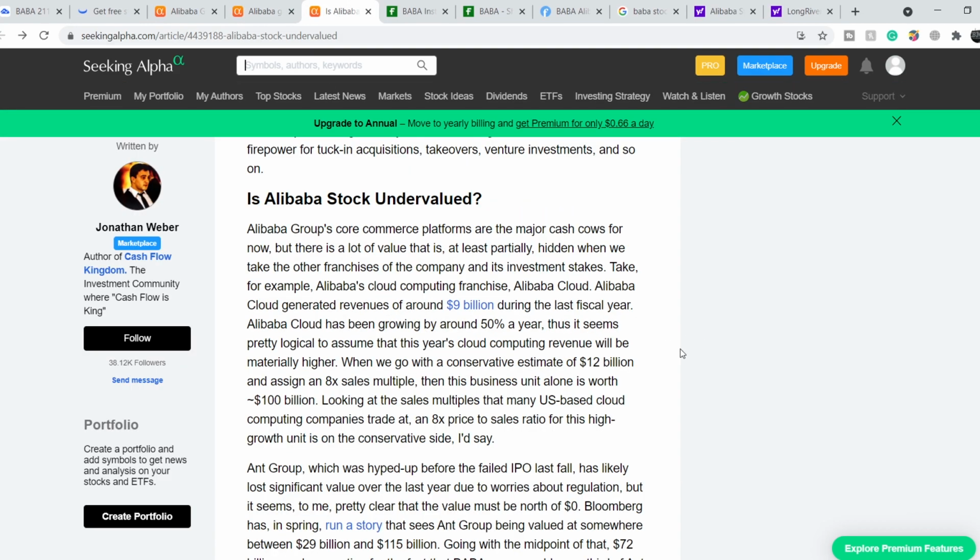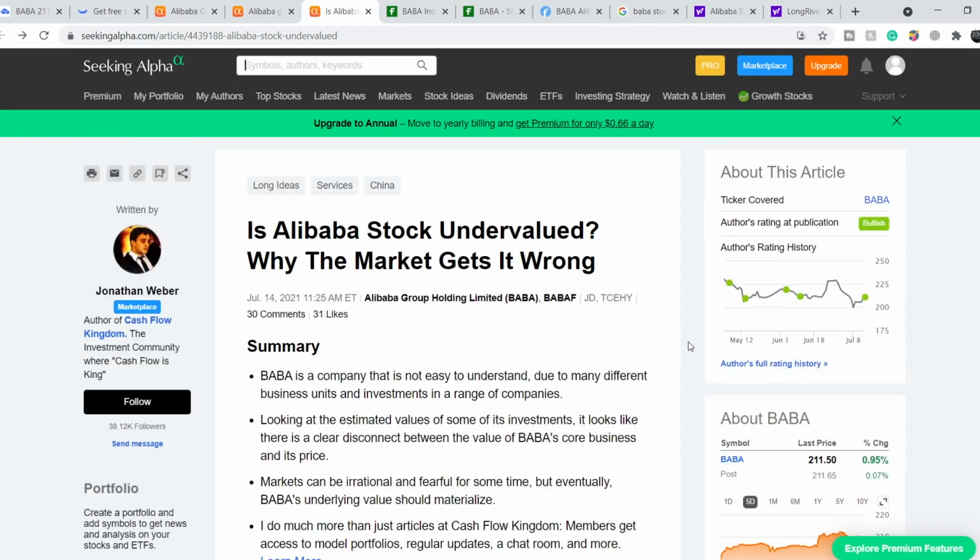On top of that, let me show you this article. It was published also on Seeking Alpha, and it was published on July 14th. It's titled, Is Alibaba stock undervalued?